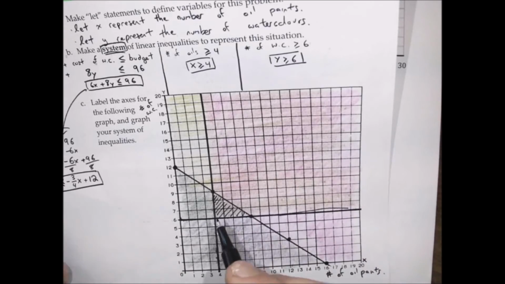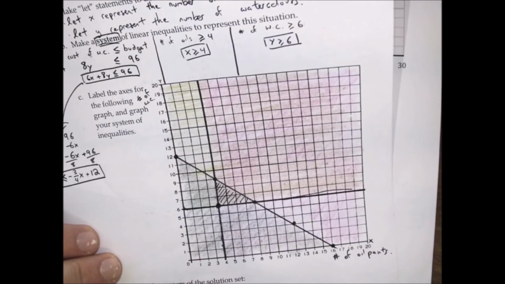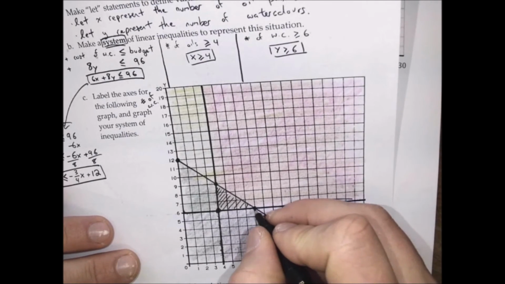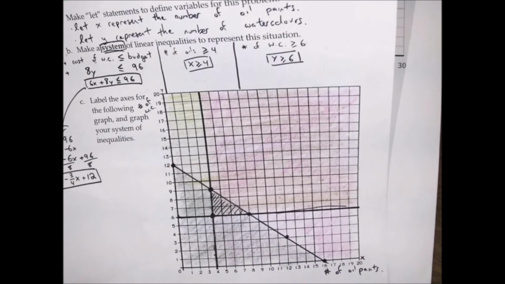All right. So the corners of the solution set are this one here. So that's the point 4, 6. That means 4 oils and 6 watercolors. The point here, which is 8, 6. 8 oils and 6 watercolors. And the point here, 4, 9, which means 4 oils and 9 watercolors. These are all possible optimal solutions.